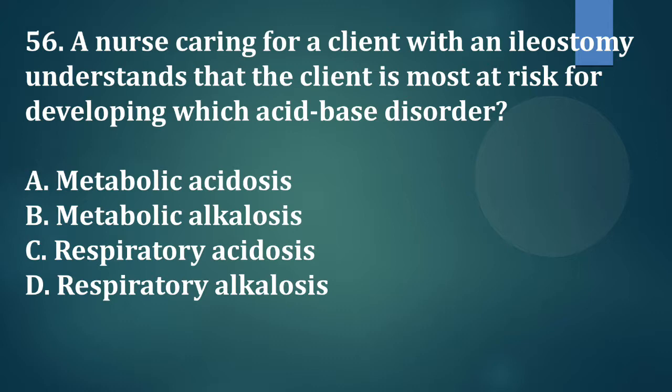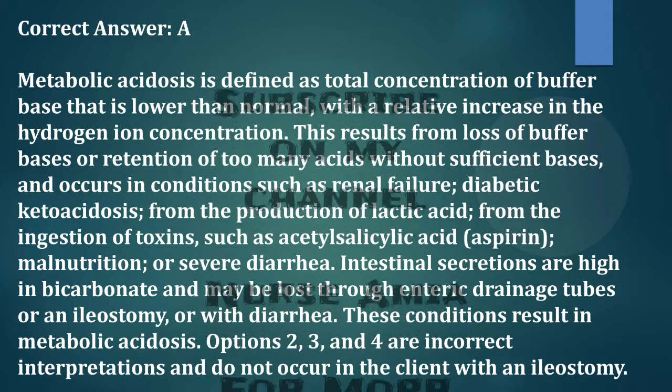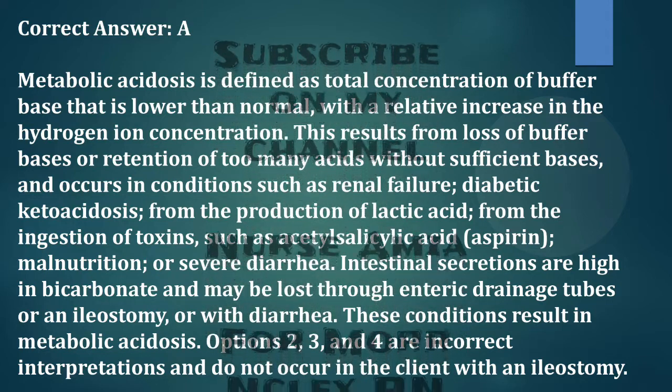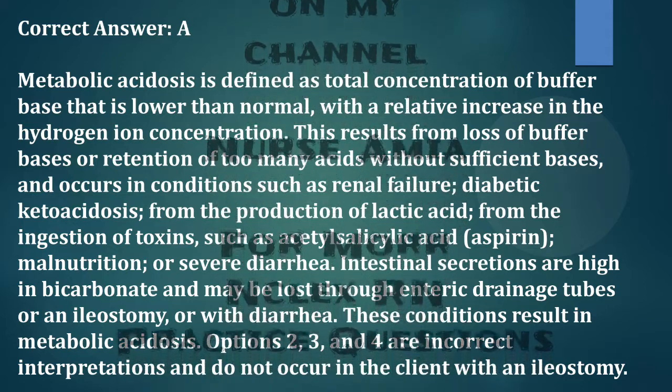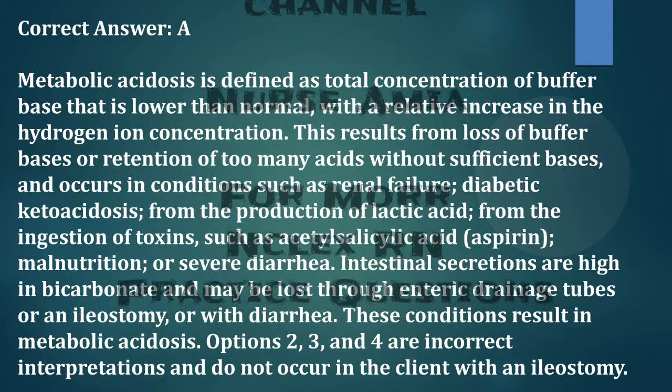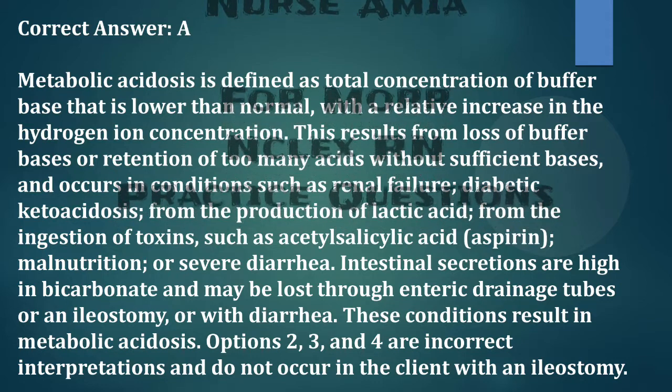Correct answer: A. Metabolic acidosis is defined as total concentration of buffer base that is lower than normal, with a relative increase in the hydrogen ion concentration. This results from loss of buffer bases or retention of too many acids without sufficient bases, and occurs in conditions such as renal failure, diabetic ketoacidosis, from the production of lactic acid, from the ingestion of toxins such as acetylsalicylic acid, aspirin, malnutrition, or severe diarrhea.